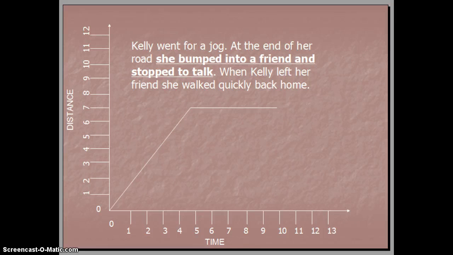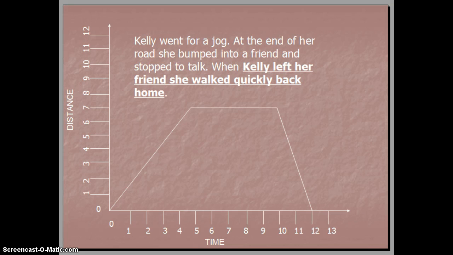Then she bumped into a friend and stopped to talk, which is our horizontal line here. Object is not moving. And then she left her friend and quickly walked back. Notice that when she's jogging here, it's slower than when she was moving back. So actually it looks almost more like she was walking here and jogged here because this is a steeper slope.